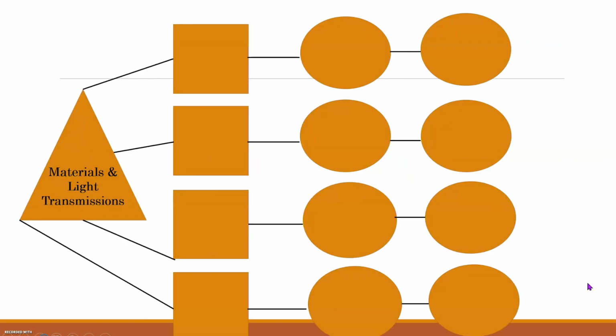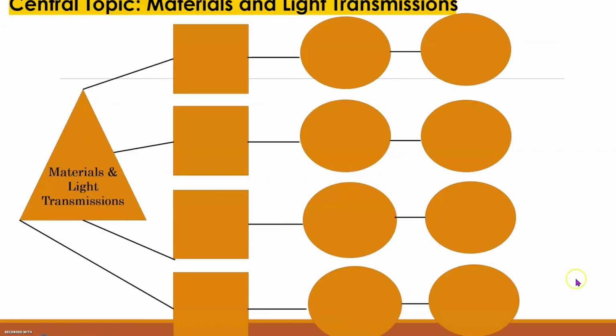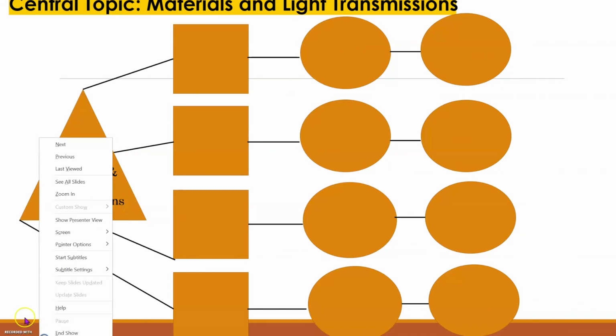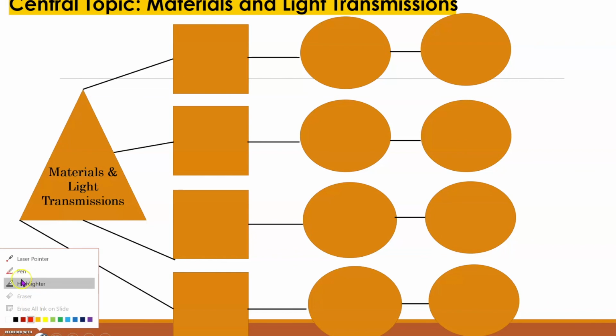We will see our central topic in this slide. The central topic is the materials and light transmissions. We have discussed the four materials. I will give you an example. For example, I will do an opaque material.